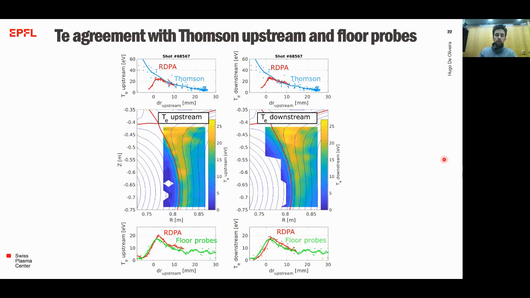Another characteristic measurement from Langmuir probes is electron temperature. You can see here that the electron temperature near the X point is in fairly good agreement with Thomson scattering, and the electron temperature near the bottom of the plunge is in good agreement with wall-embedded probes. So here we go from about 17 electron volts to about 26 electron volts. So therefore we are in attached conditions.